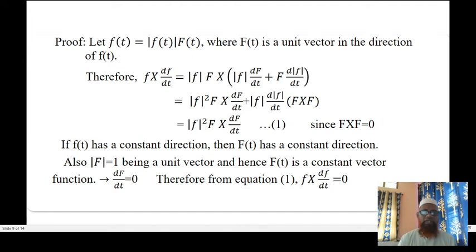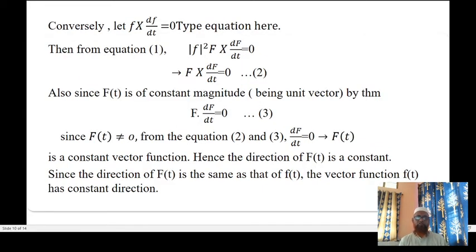If f(t) has a constant direction, then capital F(t) has a constant direction. Also, |F| is 1, being a unit vector. Hence F(t) is a constant vector function. This implies d/dt of capital F equals 0. Therefore, from equation 1, f cross df/dt equals 0.